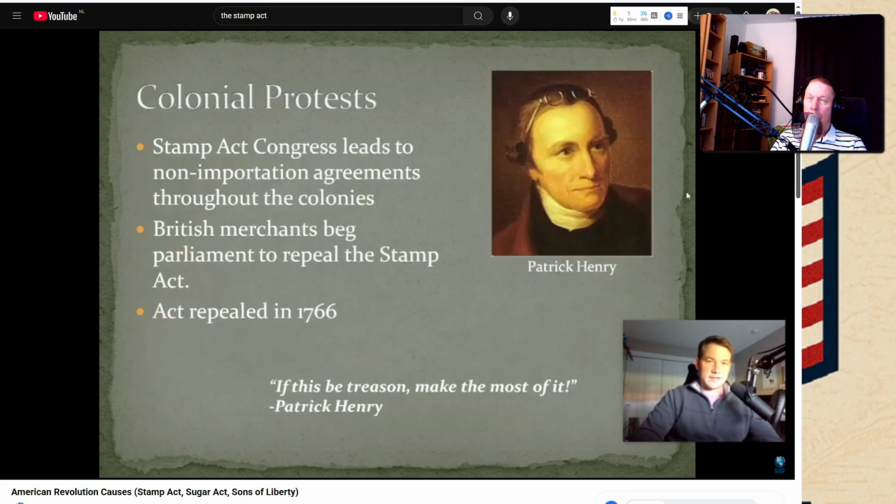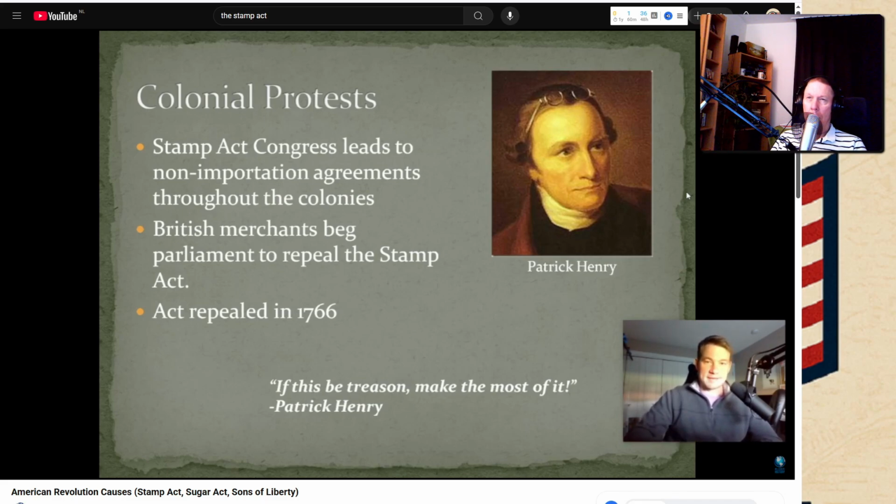So the way the colonists got the Stamp Act repealed was by holding something called the Stamp Act Congress, where several colonies got together and agreed to stop buying British products. The whole idea here is, look, we can get the British companies, businesses, to protest that their government repeal the stamp tax on the American colonies.